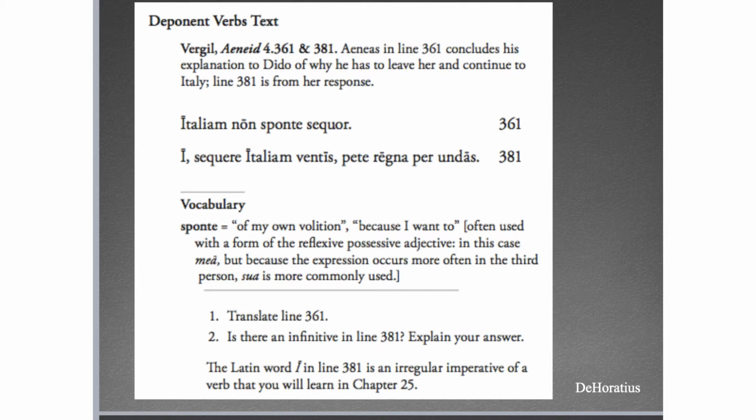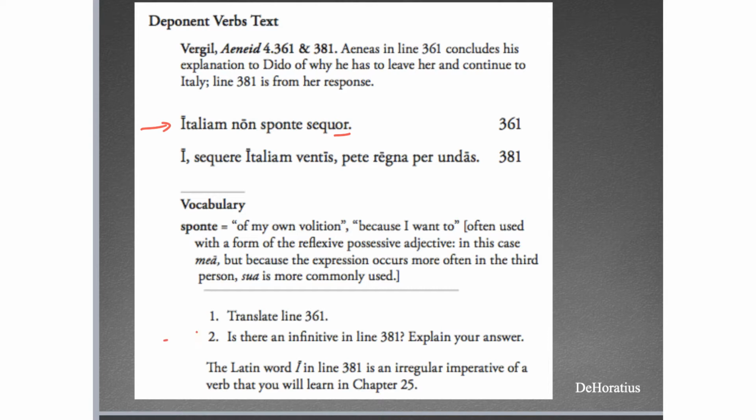All right, another one. Translate line 361, which of course is this one. So sequor, we did that in one of the mottos. I pursue Italy, I go to Italy, not of my own wish, not of my own volition. And again, there's that passive form, sequor, but translated actively.